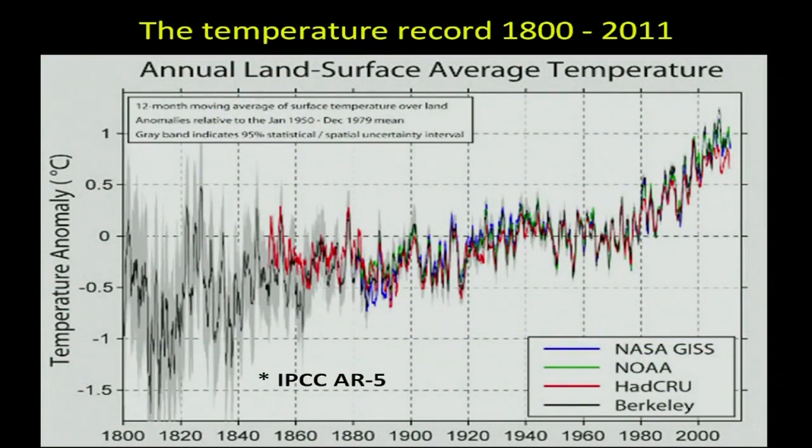So now we have some pollution of another kind. There are, of course, very standard types of pollution, SOx and NOx and other things, but there is also evidence that the climate is changing. And so this is the temperature record from 1800 to 2011 of the land average temperature.